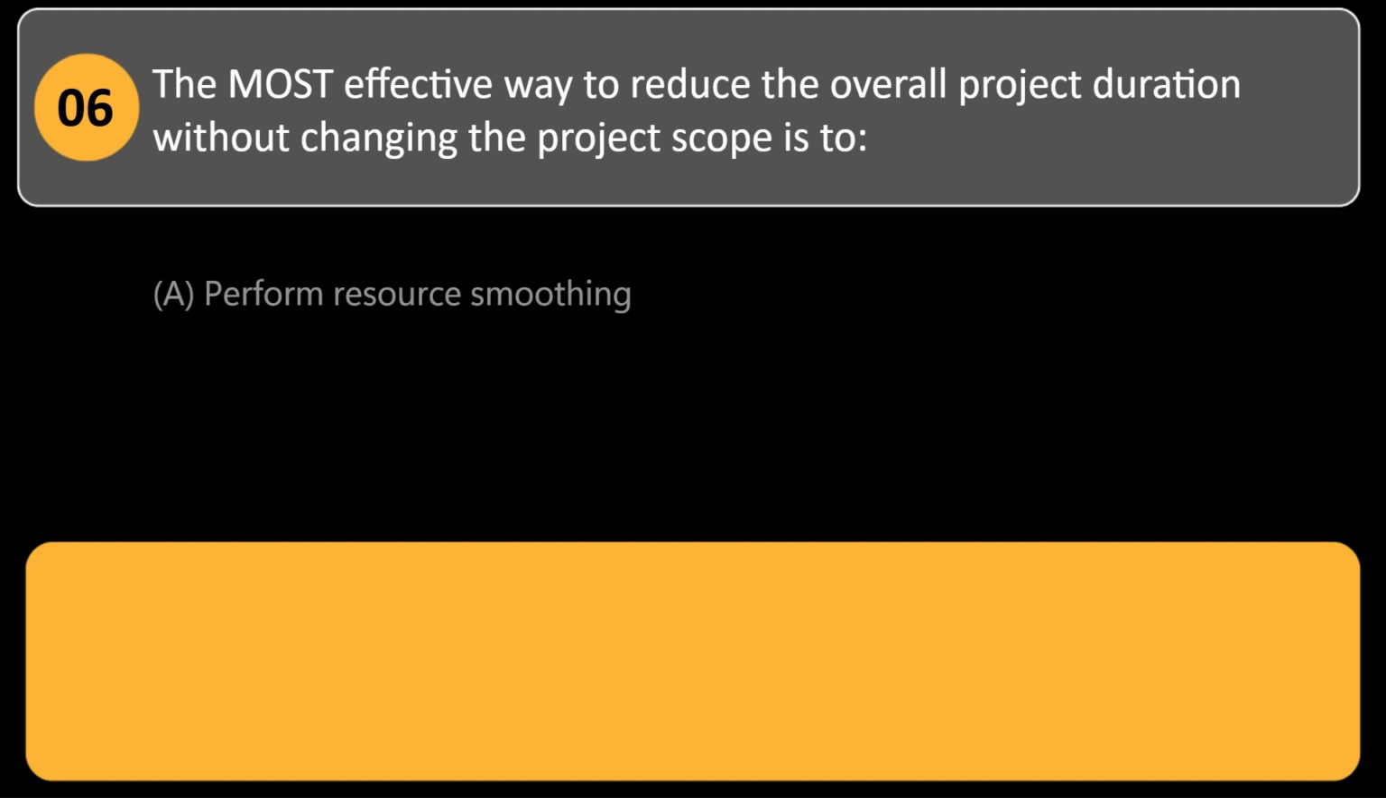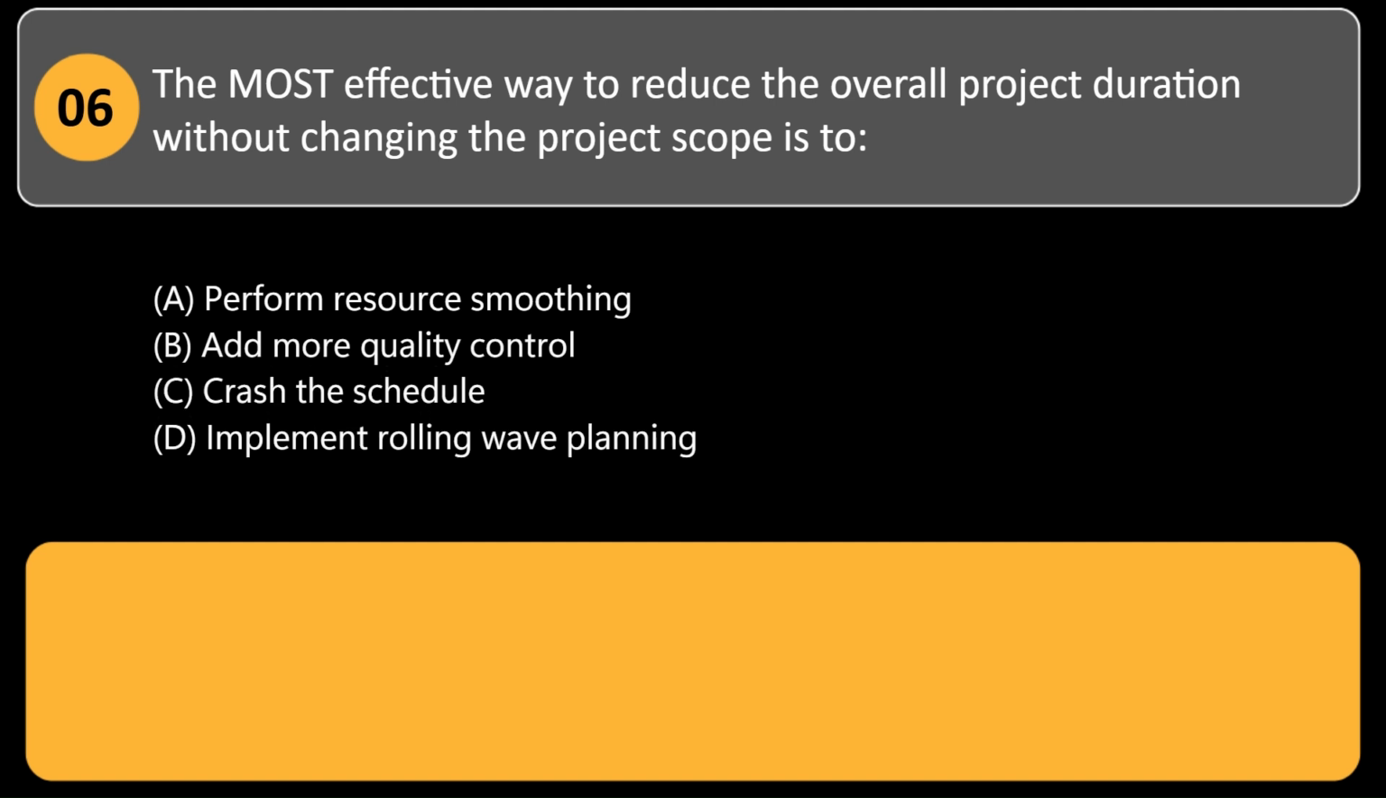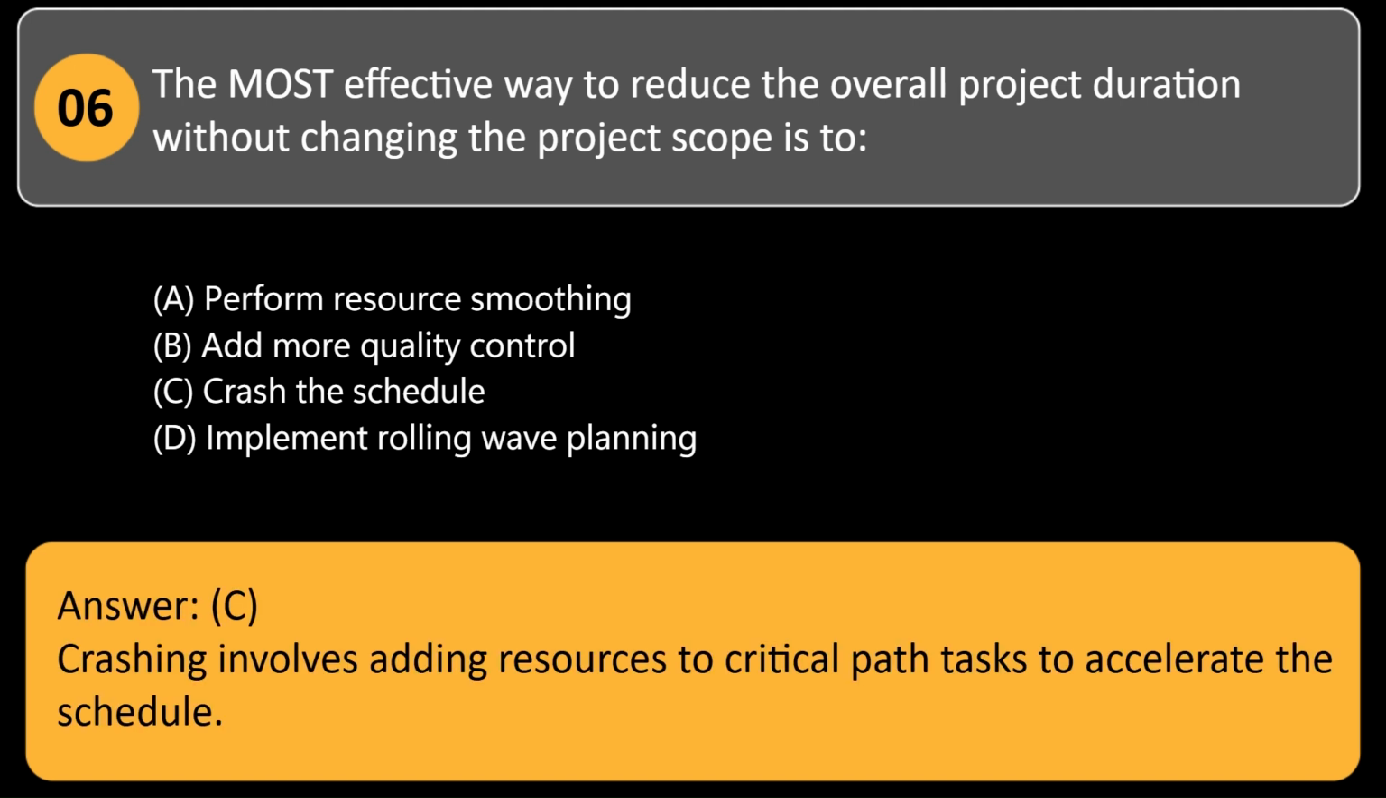The most effective way to reduce the overall project duration without changing the project scope is to A. Perform resource smoothing. B. Add more quality control. C. Crash the schedule. D. Implement rolling wave planning. Answer: C. Crashing involves adding resources to critical path tasks to accelerate the schedule.